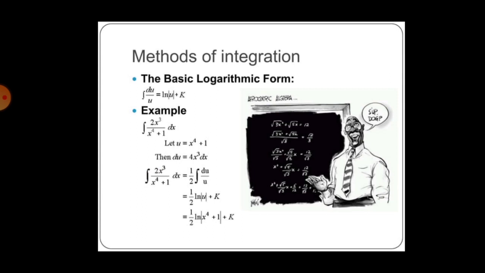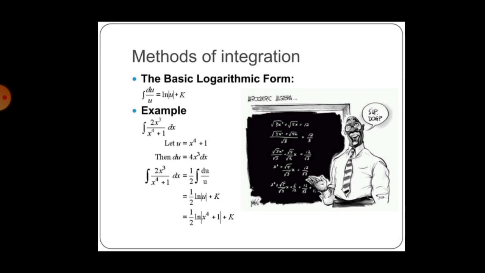The basic logarithmic form. Integral du over u is equal to ln of the absolute value of u plus k. Example: integral 2x cubed over x raised to 4 plus 1 dx. Let u is equal to x raised to 4 plus 1, then du is 4x cubed dx.